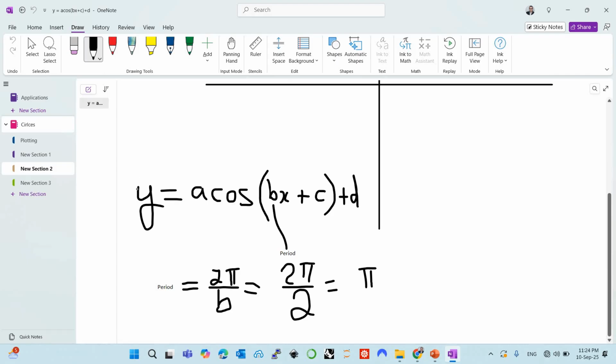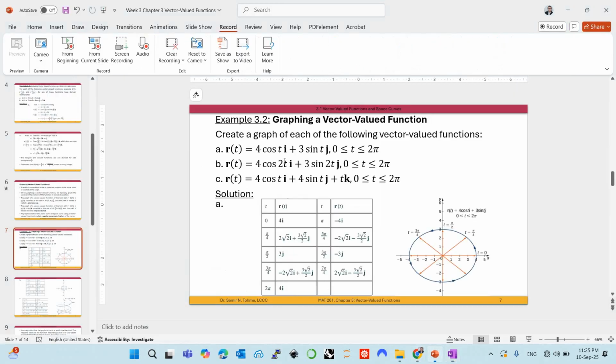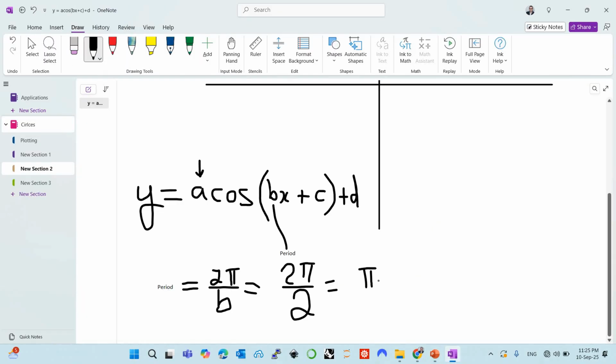The general form for the cosine function is y equals a cosine of bx plus c, plus d. A is the amplitude, and b, the coefficient multiplied by x, determines the period. The period is calculated by 2 pi over b. Since b in this case is 2, 2 pi over 2 is equal to pi.